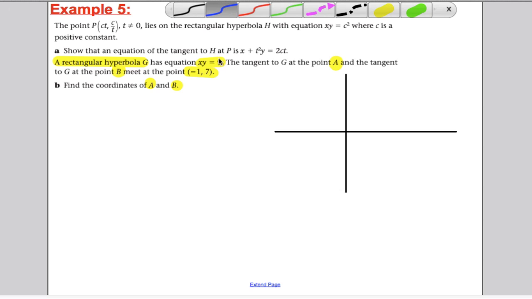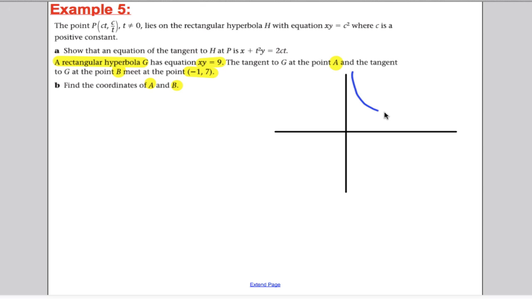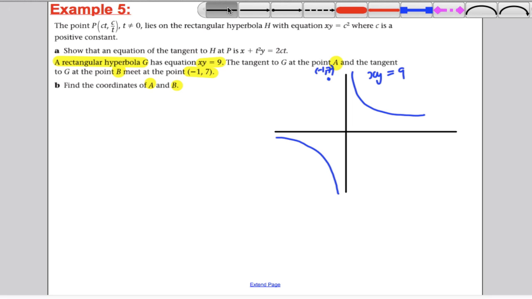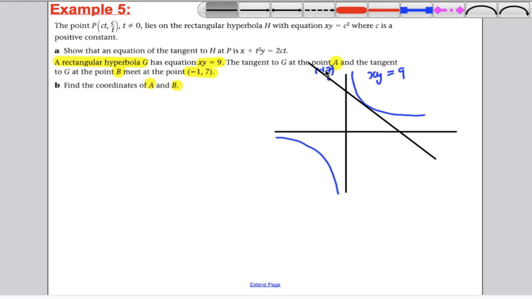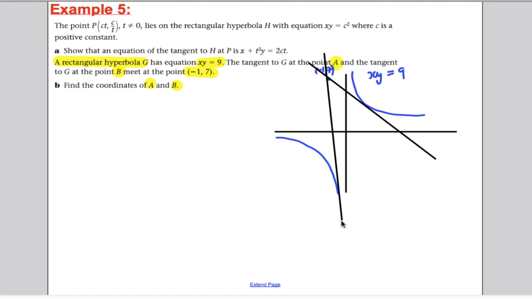If this is xy, then xy is equal to 9 looks something like this, doesn't it? So this is the equation, xy is equal to 9. It says the tangent at point A and the tangent at point B meet at negative 1, 7. So negative 1, 7 might be somewhere up here. Now the tangents to the curve meet here. The only way I can envisage that happening is a tangent somewhat like here, approximately, and the other tangent would be something quite extreme like down here. That's the only way I can envisage them meeting.